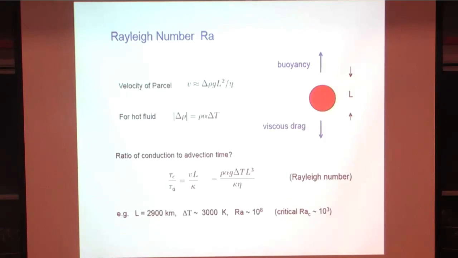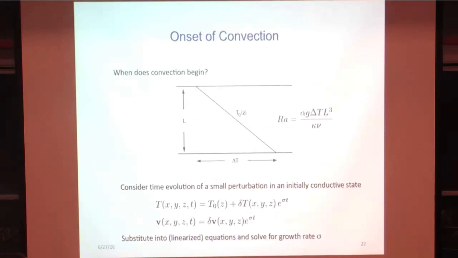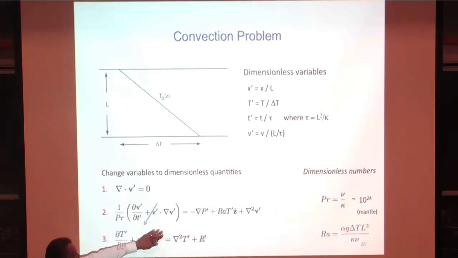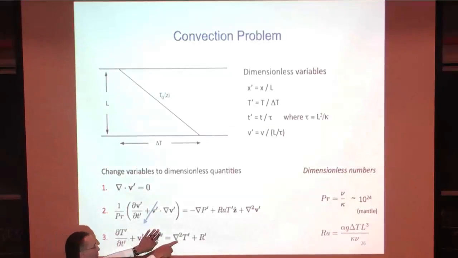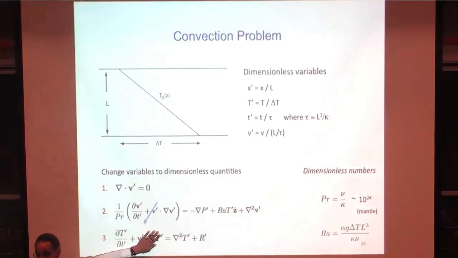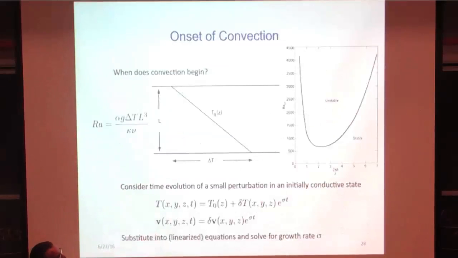We can compare this with the time scale to transfer heat by conduction. Do we have the equations? Okay. If we're only transferring heat by conduction, it says that the change of temperature with respect to time looks like a thermal conductivity times a second spatial derivative of temperature. Right? That's an equation called the diffusion equation.